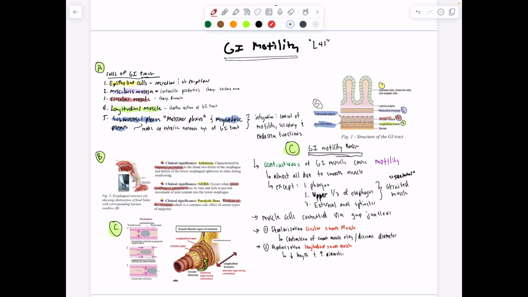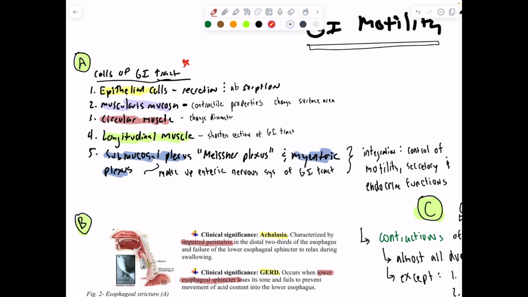All right, so for the first one, we're concerned with GI motility, so the passage of food through the GI tract. And so we started off by talking about really the cells of the GI tract. And we have our epithelial cells along the GI tract, which are involved in secretion and absorption.